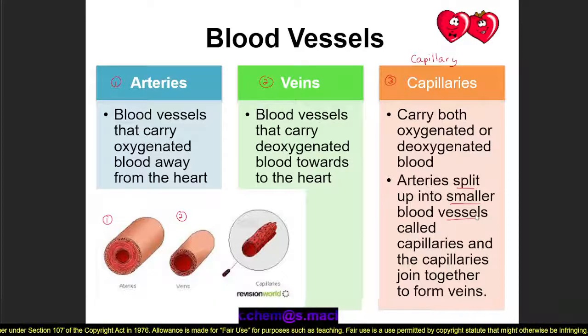The capillaries must then join back together, and when they rejoin, they're going to form veins, such that the veins will be taking deoxygenated blood, I should say, back to the heart. This diagram here shows us an example of a cross section of a capillary. And we're going to take a look at a diagram which shows us how arteries branch into capillaries and how these capillaries branch back to form veins.